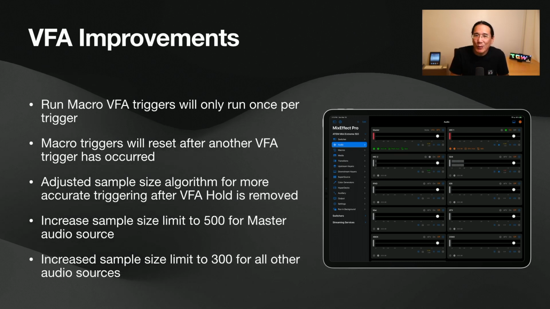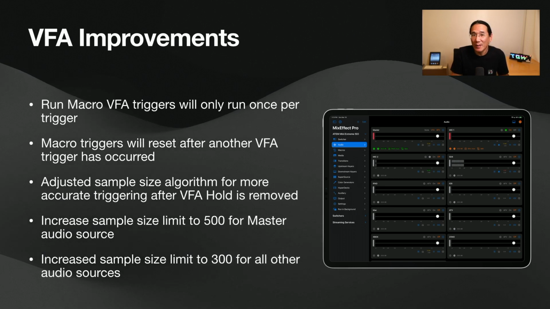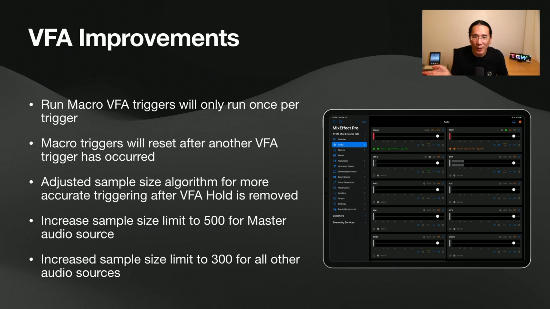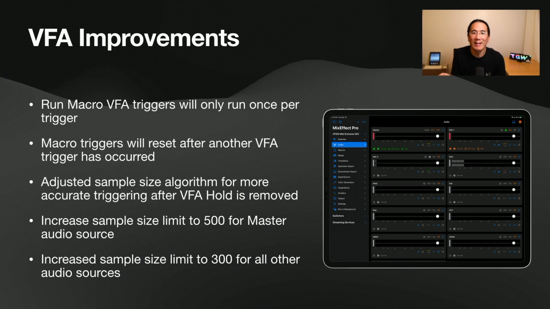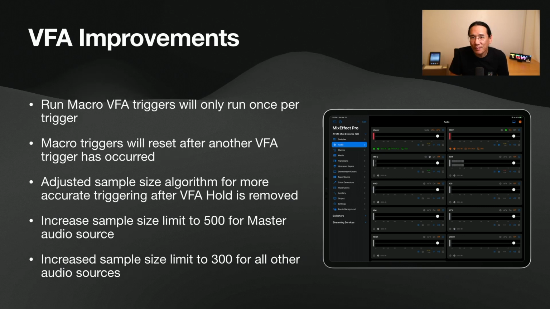I've adjusted the sample size algorithm so it does more accurate triggering after the VFA hold is removed. So basically, when VFA hold is initiated, meaning a VFA trigger has fired, the other audio input sources will be put on pause so that when the hold is lifted, they'll start collecting their samples and then analyze the audio levels coming in for that audio source. And then when it reaches a certain threshold, it will trigger again.